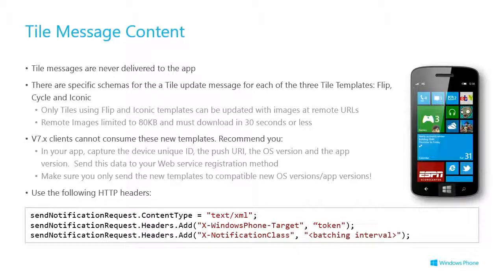So something lightweight that can get there fast and have a high probability of succeeding and actually arriving and showing up on your tile. The Phone 7 clients cannot consume these new templates, as we kind of talked about there. So there are definitely those considerations of the differences with Phone 7 versus Phone 8 when you're doing that. And you've got these other HTTP headers.